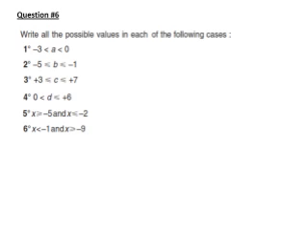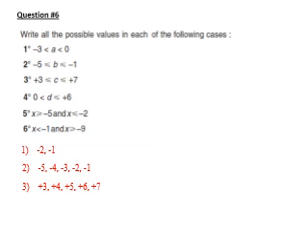And now question number 6, we need to write all the possible values in each of the following cases. In the first one, A is between minus 3 and 0, but minus 3 and 0 are not included because I don't have an or equal, so it's strictly greater than minus 3 but strictly less than 0. So the possible values are minus 2 and minus 1. In the second one, I need all the numbers between minus 5 and minus 1, but minus 5 and minus 1 are included because I have or equal. So the numbers are minus 5, minus 4, minus 3, minus 2, and minus 1.